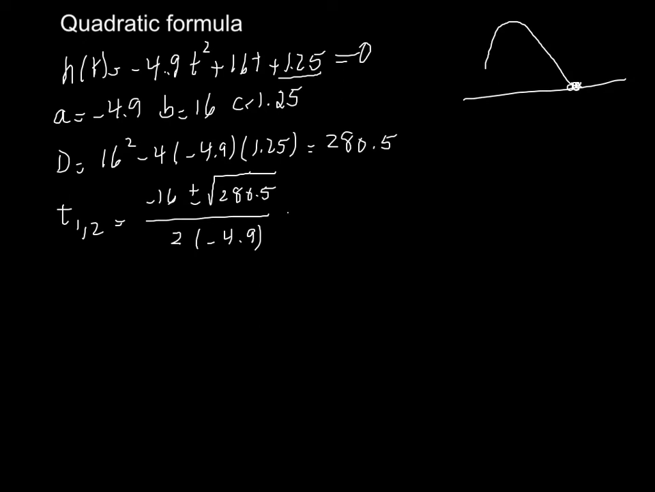Now, if we go by either positive or negative, we get that t with the negative one is going to be negative 0.08, and the positive is going to give us 3.34. Since time cannot be negative, we can just ignore the first solution, and the second solution, 3.34, gives us the time that it takes for the rocket to hit the ground.